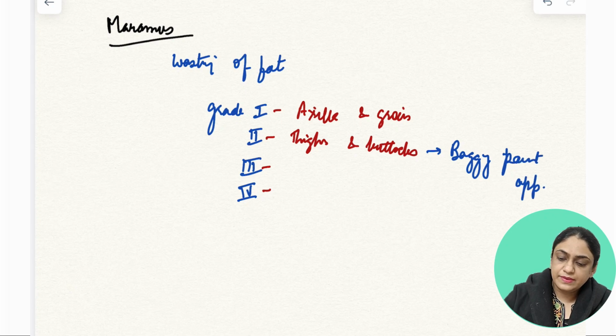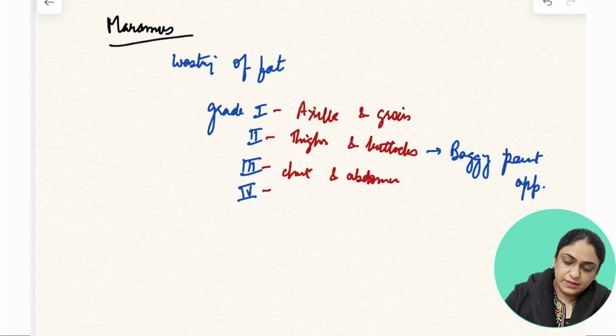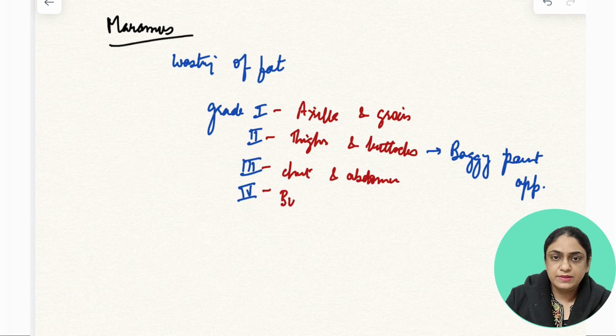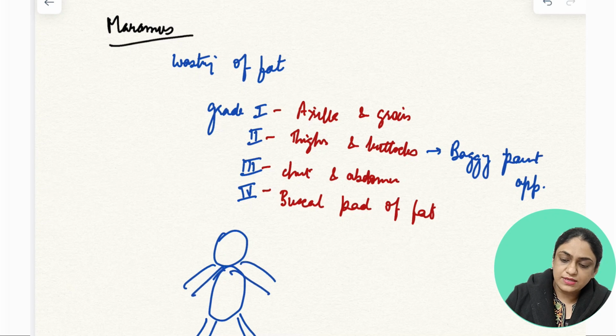That is why here you can see baggy pant appearance, right? Baggy pant appearance because wasting of fat and muscle occurs from thighs and buttocks. And then in grade 3, chest and abdomen are involved. The fat from chest and abdomen is gone. And lastly, the fat is gone from the face, that is, the buccal pad of fat is last to go.